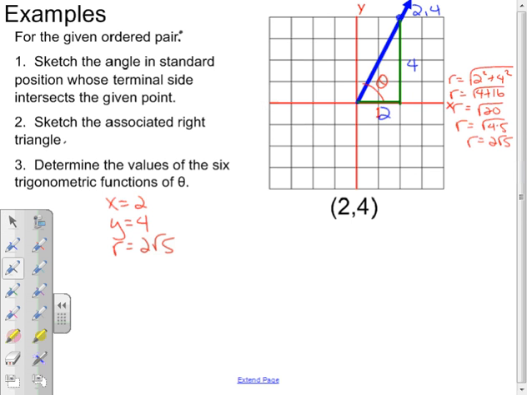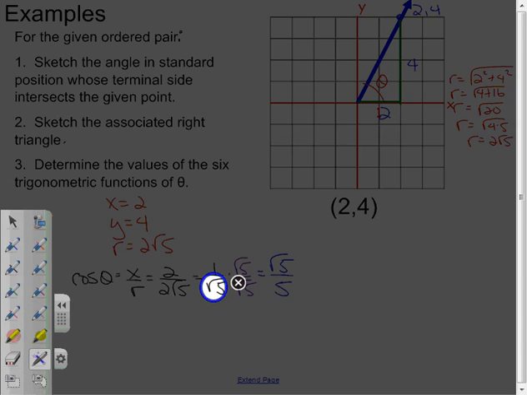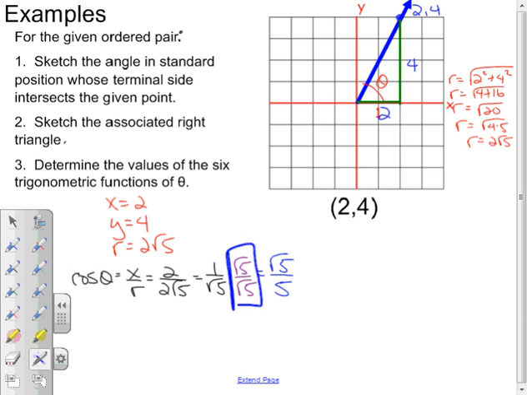Okay, so let's see what we have here. We've got that the cosine of theta is equal to x over r, which is equal to 2 over 2 root 5. Well, I can simplify the fraction part and get 1 over root 5. But then I need to realize I can't have a radical in the denominator. So I'm going to multiply by root 5 over root 5, which really is the number 1 if you think about it. So I'm not really changing anything. So that is going to give me root 5 over 5. And now that's in simplest form. You have to realize that the previous form is not in simplest form because of the radical in the denominator.